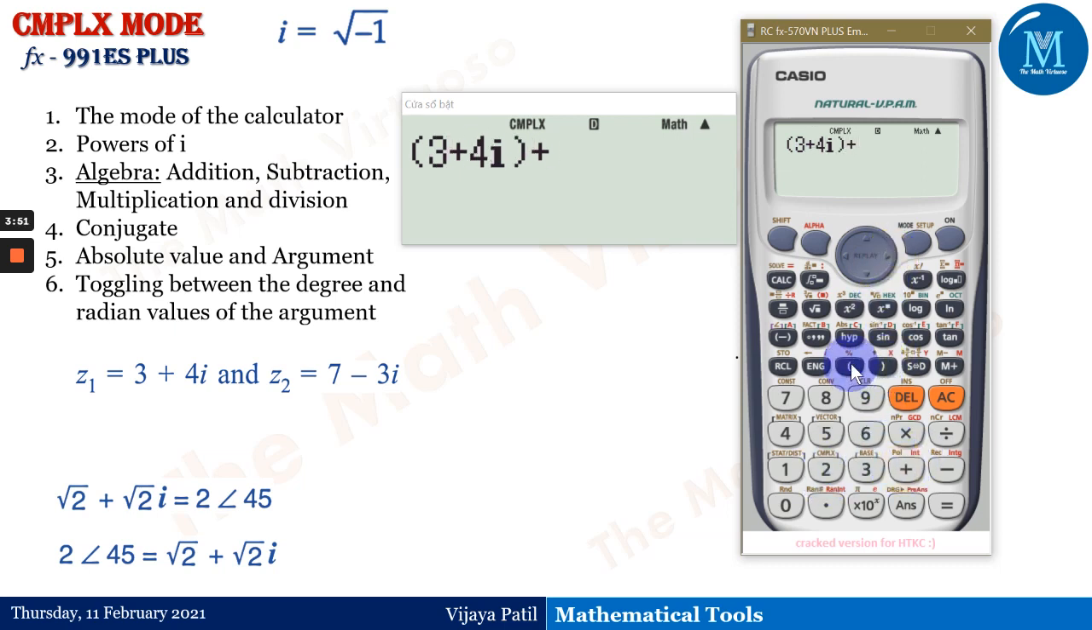Then I will go for the plus. Again I open a bracket, because with brackets the calculator will understand it properly. So 7 minus 3, then I need Shift ENG, which will display i, right? This is equal to 10 plus i, and we know the addition of complex numbers.